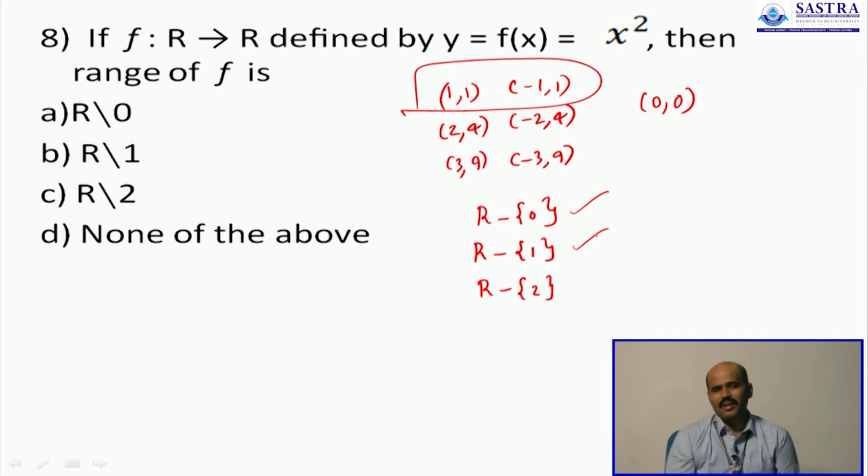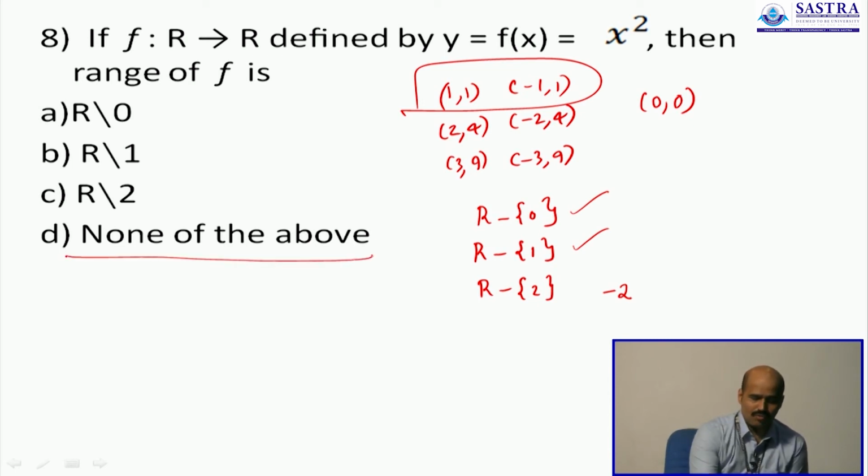Option C talks about every real number other than 2. That's not right, because in fact you don't have the real number minus 2 as an image of any number. You can't square any real number and get minus 2. Option C wants us to delete the element 2 and consider every other element, and says that this modified set forms the range, and that's not right. In fact, it is none of the above.